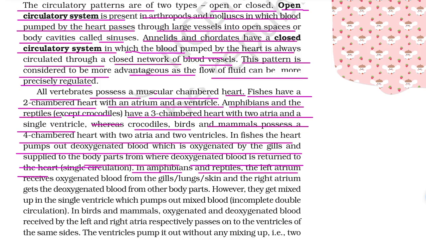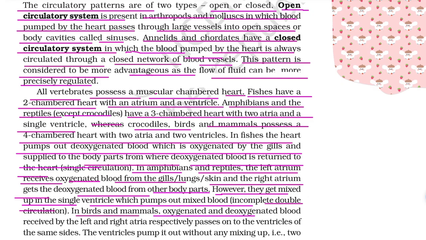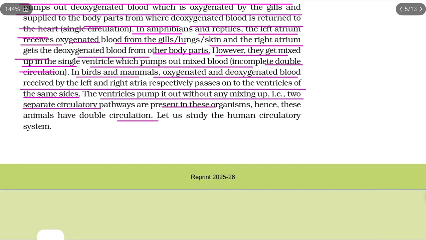In amphibians and reptiles, the left atrium receives oxygenated blood from the gills or lungs or skin, and the right atrium gets deoxygenated blood from other body parts. However, they get mixed up in the single ventricle, which pumps out mixed blood. Incomplete double circulation. In birds and mammals, oxygenated and deoxygenated blood received by the left and right atria respectively passes to the ventricles of the same sides. The ventricles pump it out without any mixing up. It means two separate circulatory pathways are present in these organisms. Hence, these animals have double circulation.